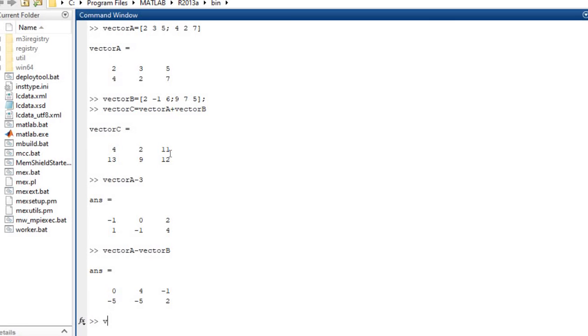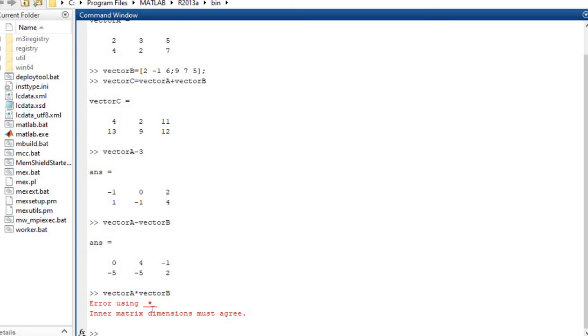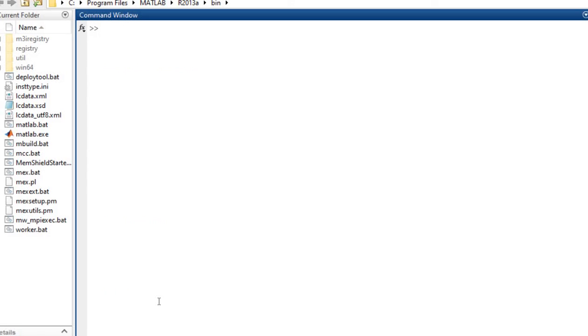You can check: A multiply, we are using star symbol, and multiply B. So it is not possible because the inner matrix dimensions must agree. Because the dimension changes, the order will be changed, isn't it? Okay. So now we are going to verify the perfect order.